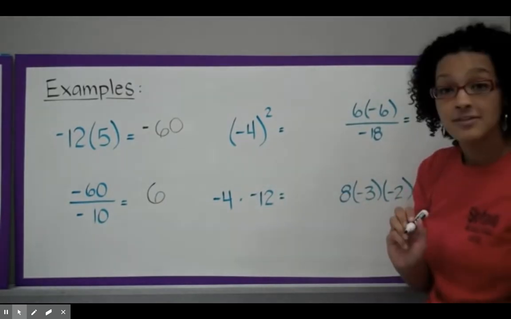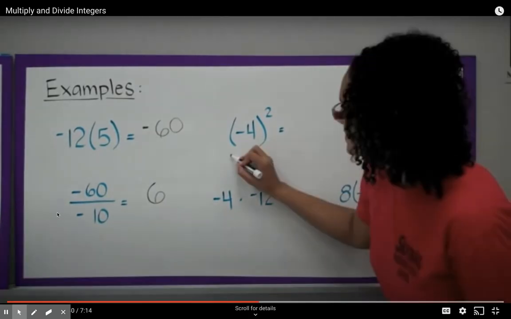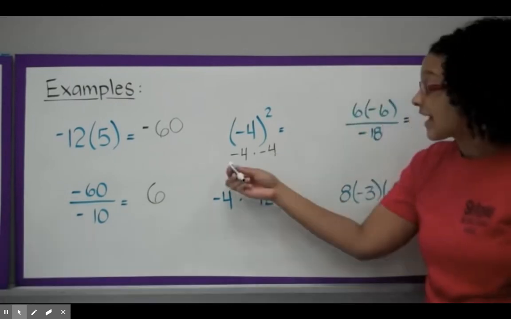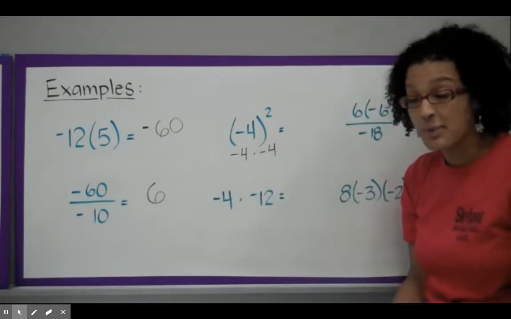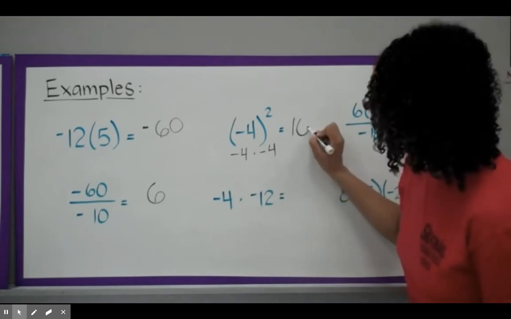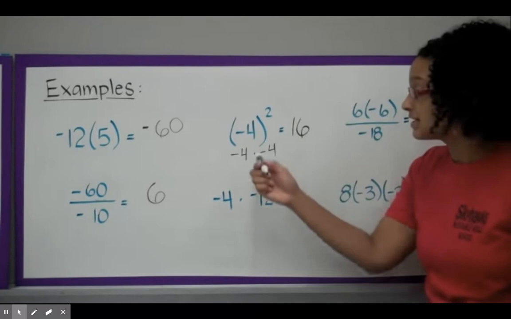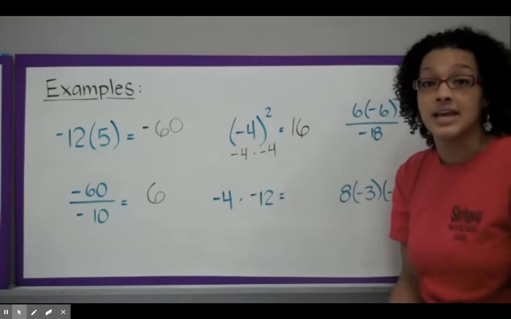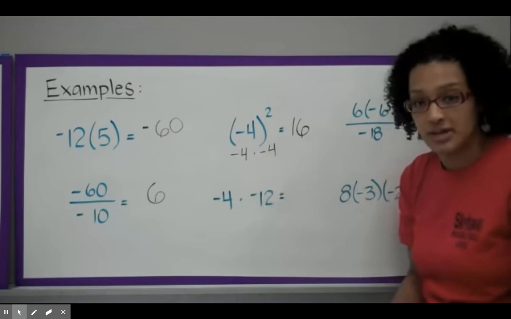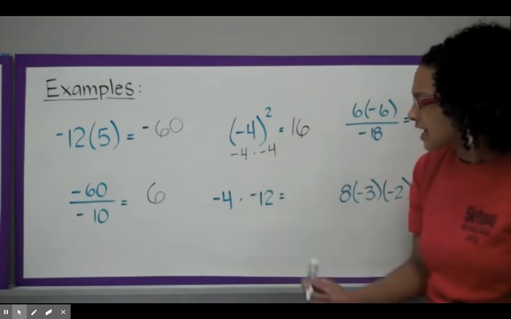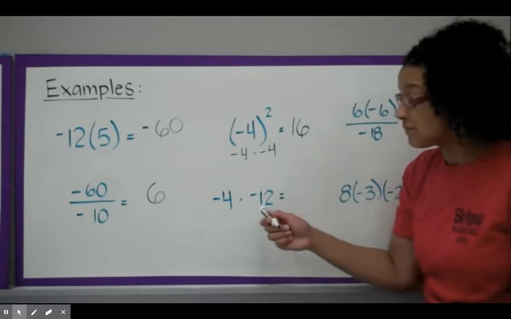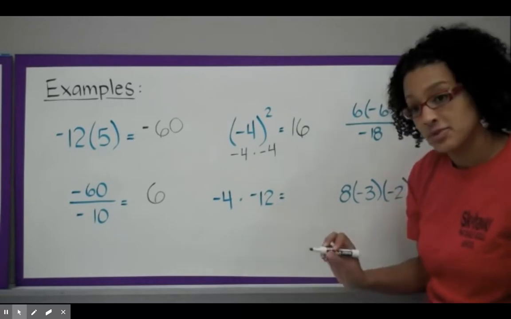Here, negative 4 squared. That's the same thing as negative 4 times negative 4. They have the same sign, so it's going to be positive, and 4 times 4 is 16. Anytime a negative number is squared, the answer is always going to be positive because it'll always mean a negative times another negative. Negative 4 times negative 12. They're both negative. They have the same sign, so my answer is going to be positive, and 4 times 12 is 48.